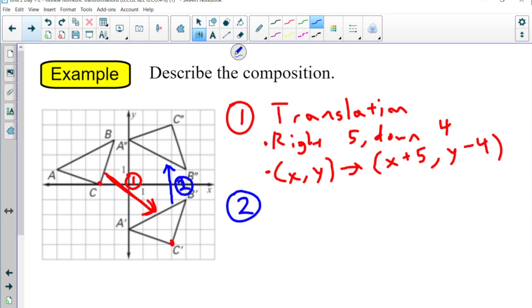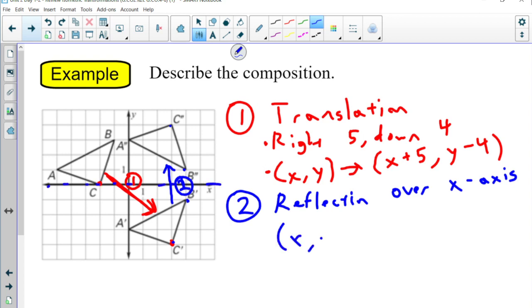So for transformation number 2, we're looking at how B gets to B prime, and how B prime gets to B double prime, how C prime gets to C double prime. And again, translation, shifting, rotation, turning, reflection, flipping. This time we are flipping. It's a reflection. Reflection, and then we should say what we're reflecting over. Well, we're reflecting over the x-axis this time. The x-axis is what we're flipping here.